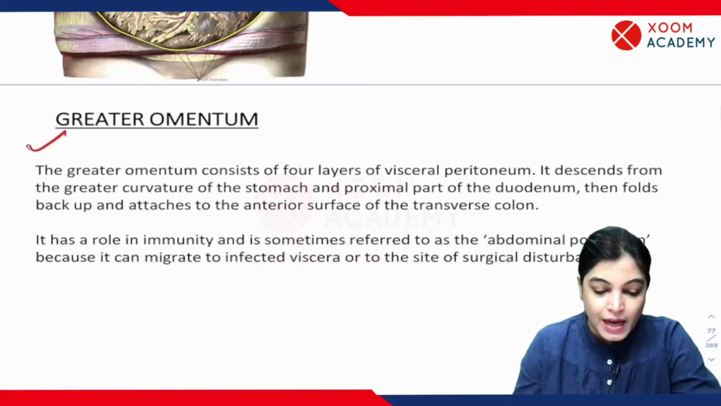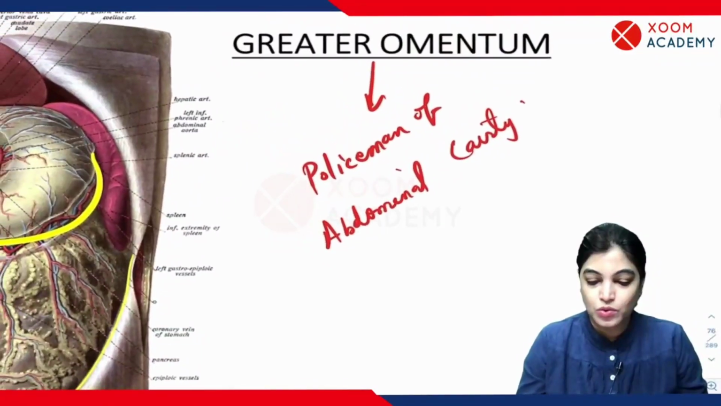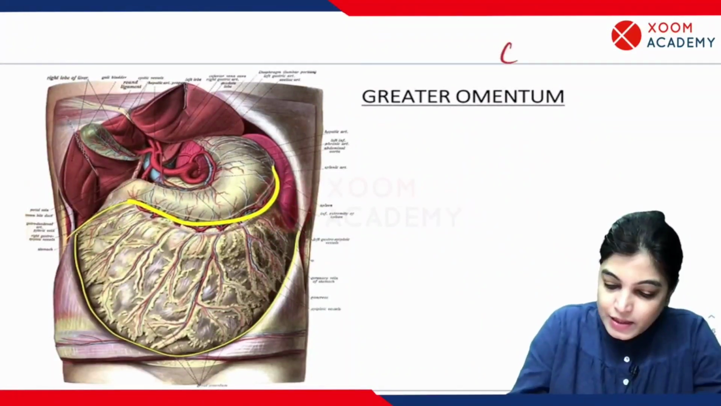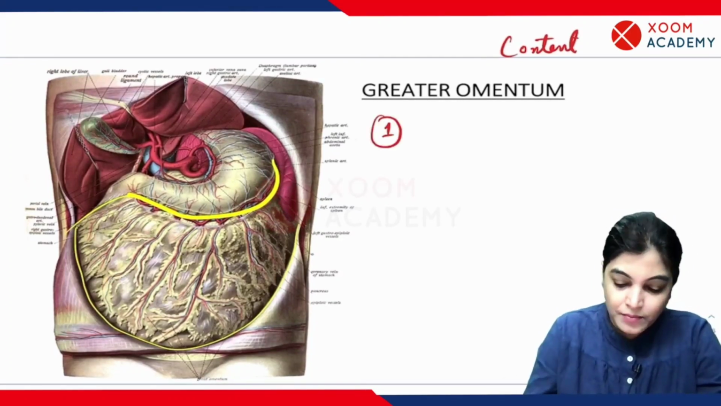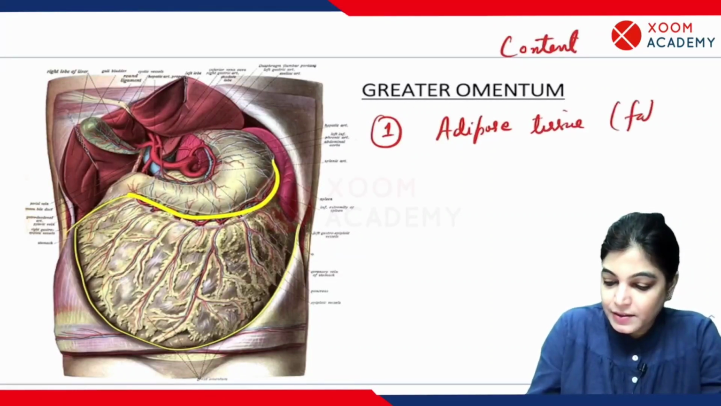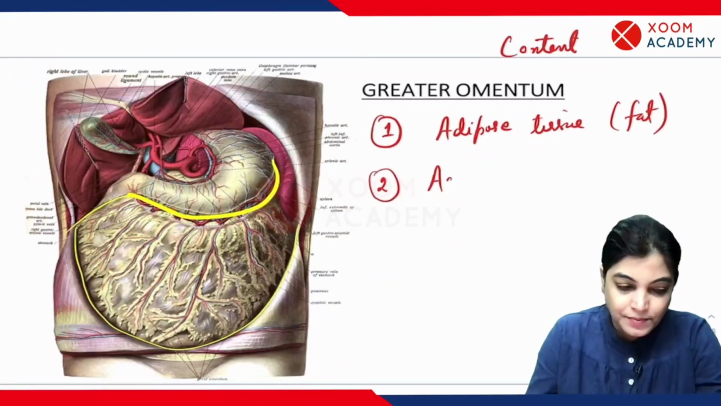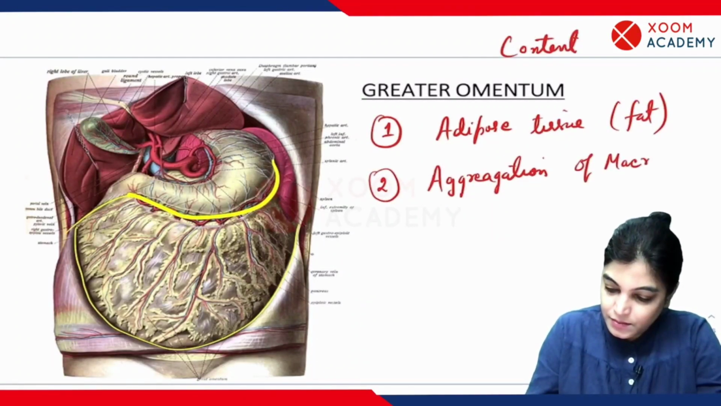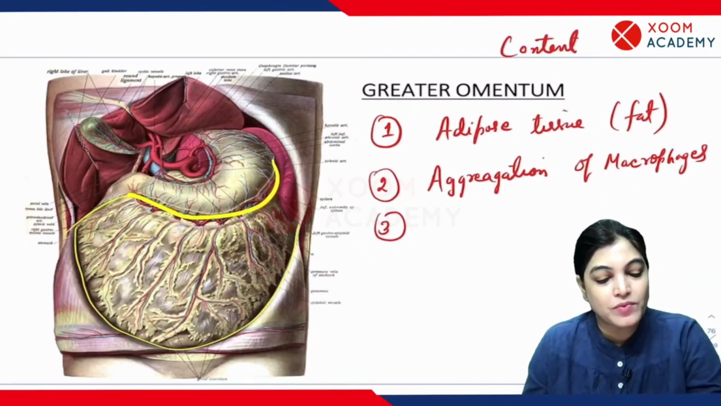Now, my dear aspirants, I want everybody to please note down the contents of the greater omentum. Please write this: the contents of the greater omentum. It contains adipose tissue, that means fat, a variable amount of fat. It contains aggregations of macrophages, and it also contains the right and the left gastroepiploic vessels.